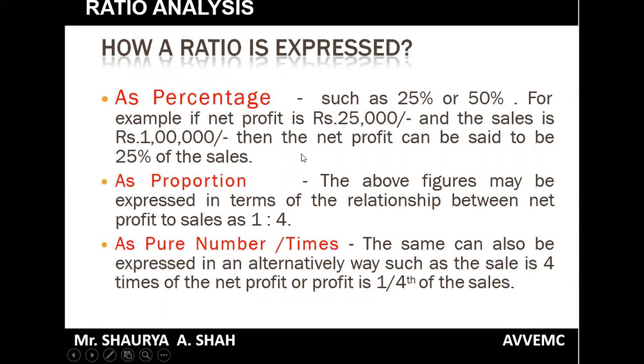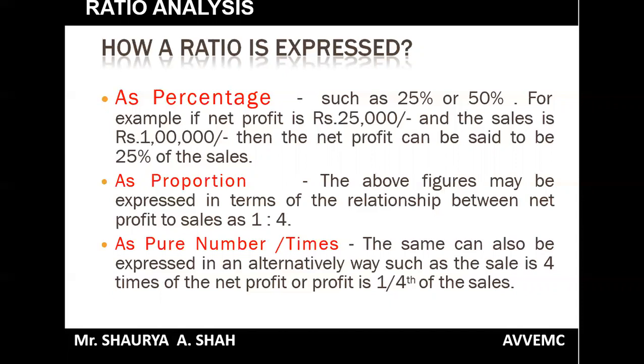A very simple example, students, you all must be understanding it. The very first is as a percentage, such as 25% or 50%. For example, if net profit is 25,000 rupees and the sales is 1 lakh rupees, then the net profit can be said to be 25% of sales, as sales is 100% and the profit is 25,000.